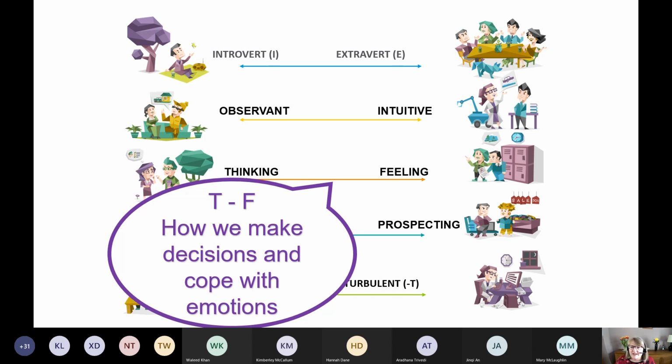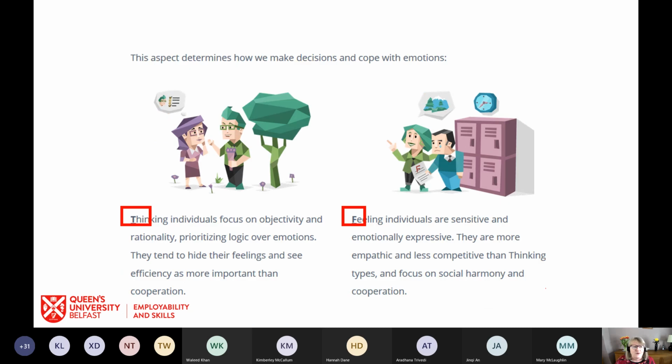Thinking and feeling. This is about how we make decisions and cope with emotions. So, this aspect determines how we make decisions and cope with emotions. Thinking individuals focus on objectivity and rationality. You'd expect that whenever you hear those sort of words used. Thinking individuals prioritize logic over their emotions. They tend to hide their feelings and see efficiency as more important than cooperation.